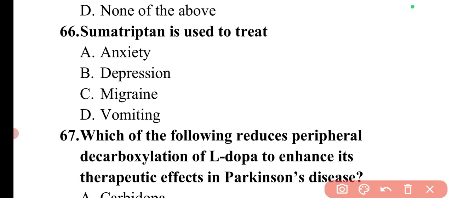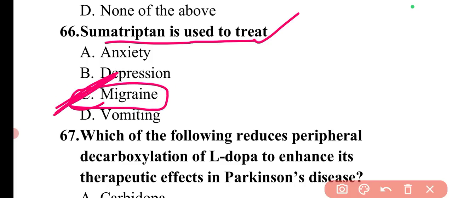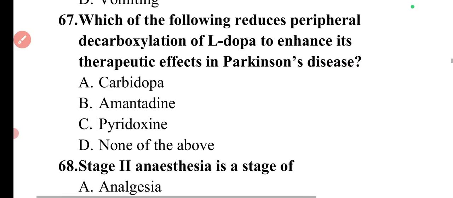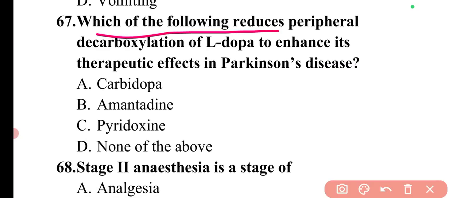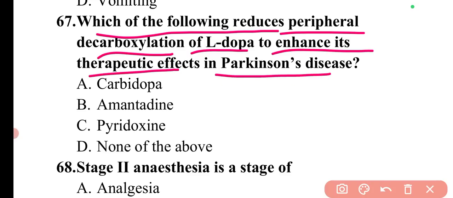Next question is, sumatriptan is used to treat. So sumatriptan is a drug which is used to treat migraine. So here option C is correct. Next question is, which of the following reduces peripheral decarboxylation of levodopa to enhance its therapeutic effects in Parkinson's disease? So this drug is carbidopa.